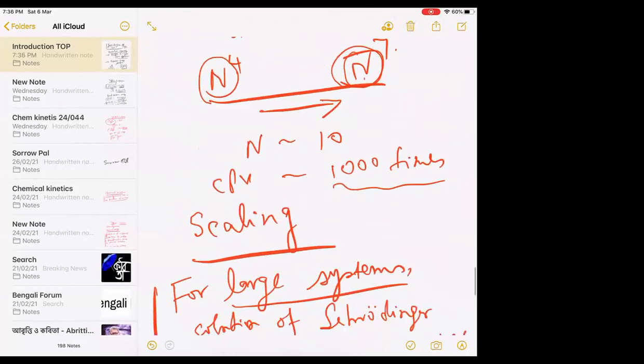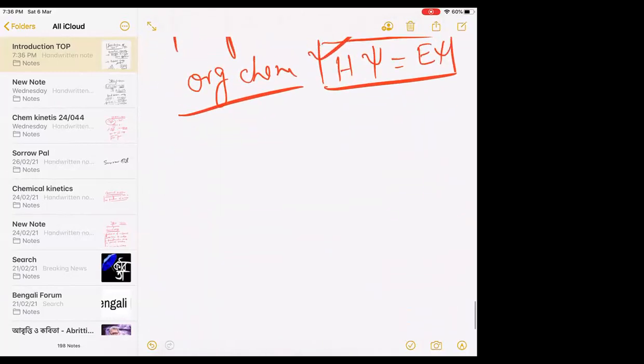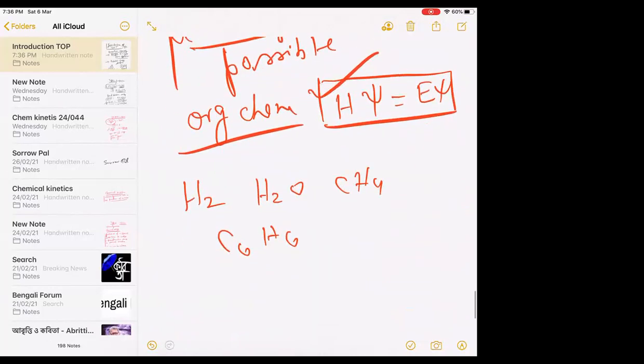I think this is a big confusion, so I want to tell you. Coupled cluster can be done for H2. It can be done for water. It can be done for methane. It can be done for benzene. It can be done for naphthalene. So coupled cluster is like perturbation, a method which can be done for any molecule.